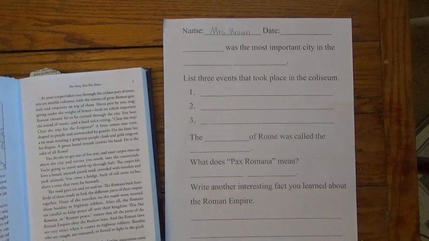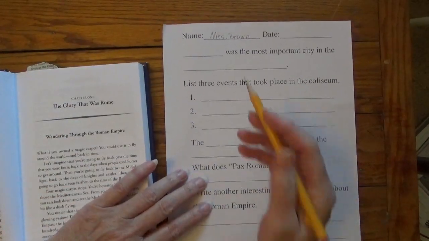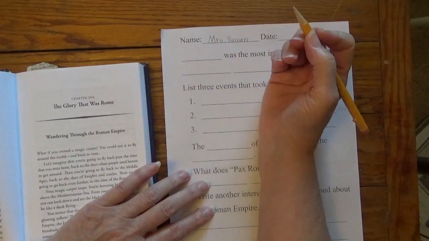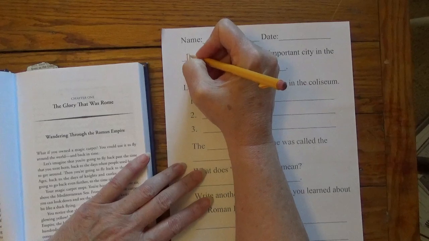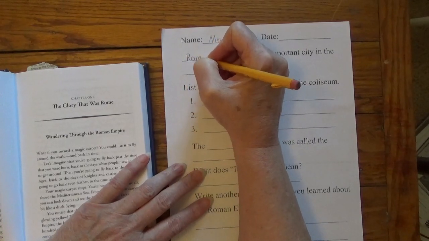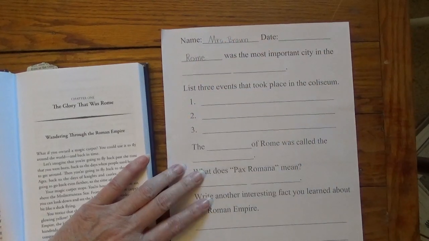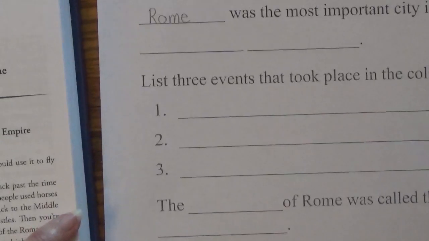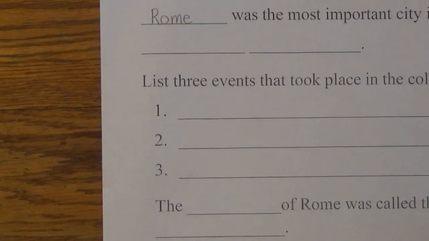We're kind of going back to the beginning, the wandering through the Roman Empire, but that's okay. So we're going to write Rome. Well, it's a city, it's a name, and it's also the beginning of a sentence, so we need to capitalize it. But we don't capitalize it because it's the beginning of a sentence. We capitalize it because it's the name of a city. So Rome was the most important city in the Roman Empire.